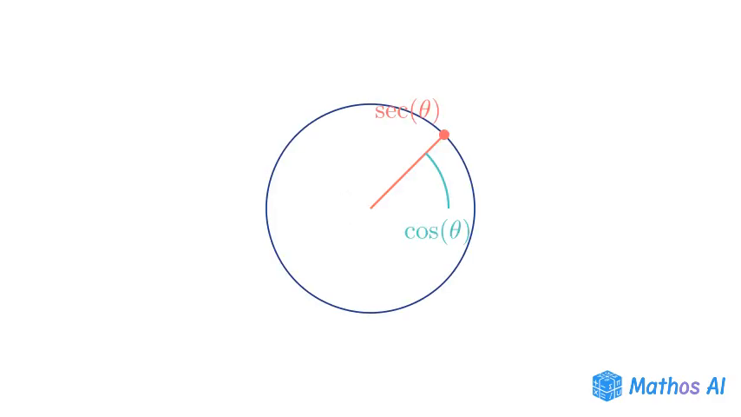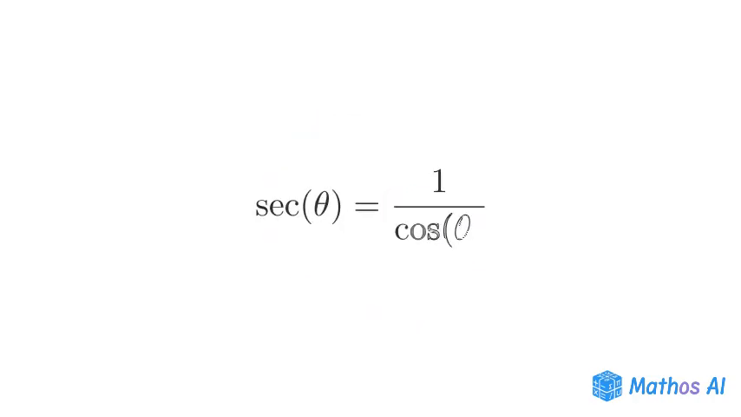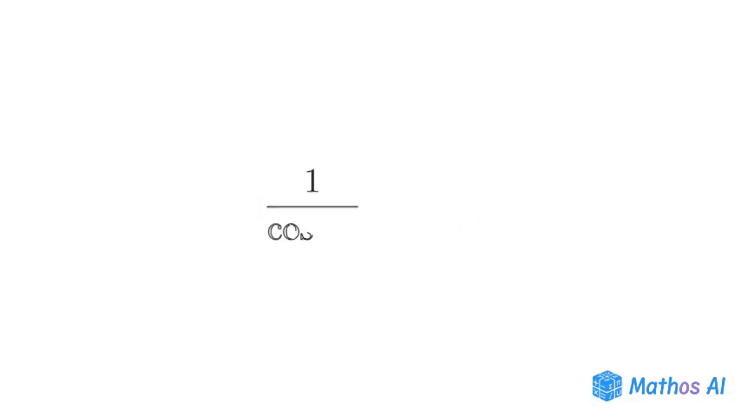Our first step is to recall a fundamental relationship, the reciprocal identity. Secant theta is simply the reciprocal of cosine theta. This means secant theta can be written as 1 over cosine theta. Now, we substitute this definition back into our original expression.